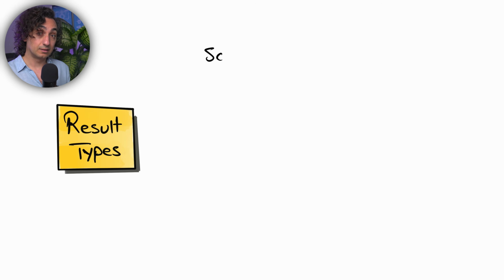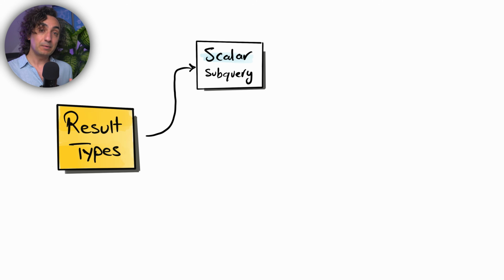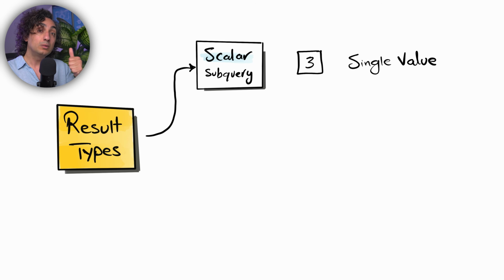Now we have different types of subqueries based on the results. This means the amount of data that the subquery can return. The first type is the scalar subquery. It is a subquery that is going to return only one single value, like for example the value 3.